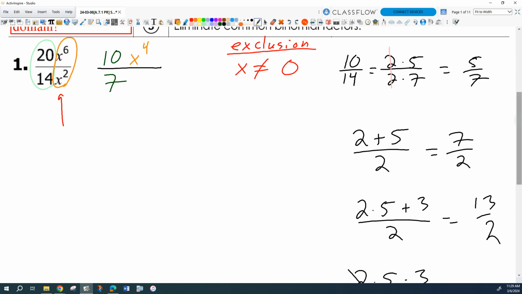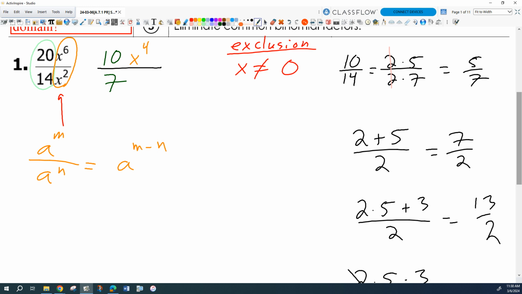Okay, so what is the property that we use there in terms of A's and M's and N's? A to the M over A to the N. Everybody see how that fits? A is X. I've got like bases. I've got two powers with like bases that are being divided. And what's the result? A to the M divided by A to the N is A to the M minus N. There you go, right? So that's how we get X to the 4th.